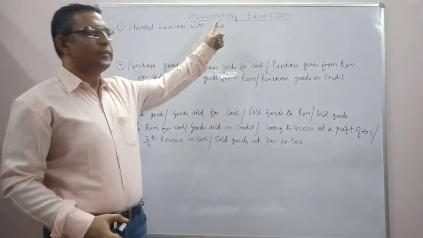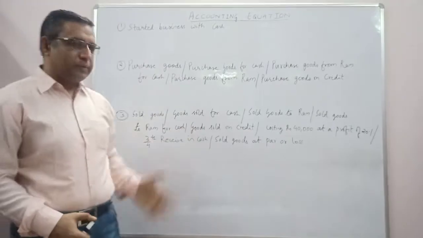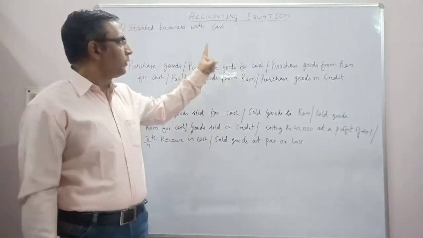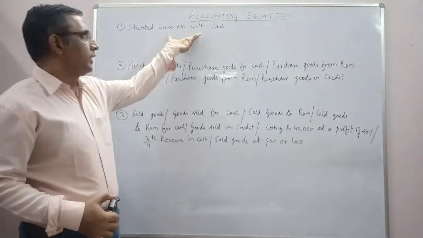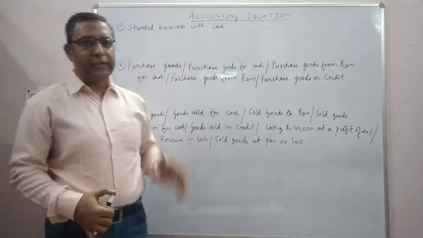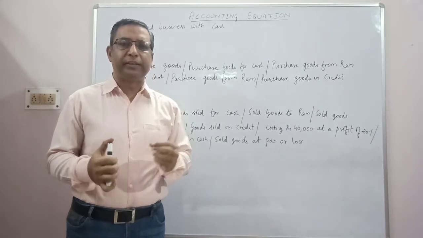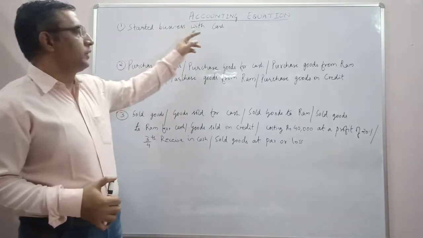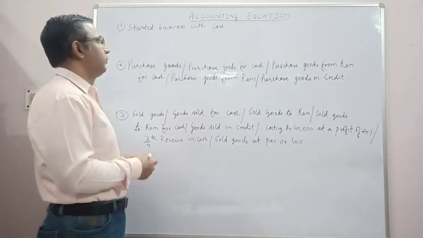Hello student, today we are going to start the accounting equation. We will take some business transactions and form the accounting equation according to them. First, the business started with cash. This is the most common entry when a business is started. We will form the accounting equation from this information.